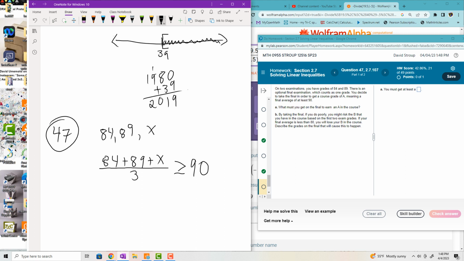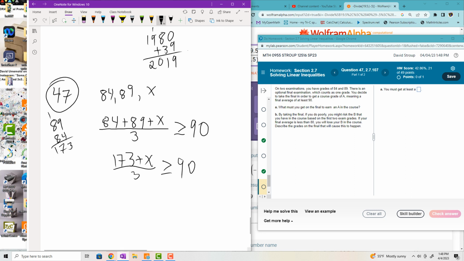Okay, so first you're going to simplify the fraction. Fractions are like parentheses in PEMDAS. So you simplify the top, and then you simplify the bottom. On the top, 89 plus 84 is 173. So 173 plus X all over 3 is greater than or equal to 90. That's about all I can do there. Then I'm going to multiply both sides by 3. So 3 over 3 is the same as 1 over 1, the 3's cancel, and you just have 173 plus X. On the right, you'll have 270. And then we're going to move the 173.